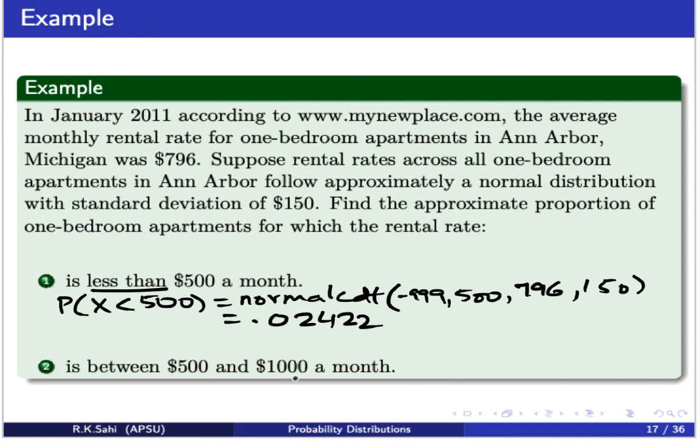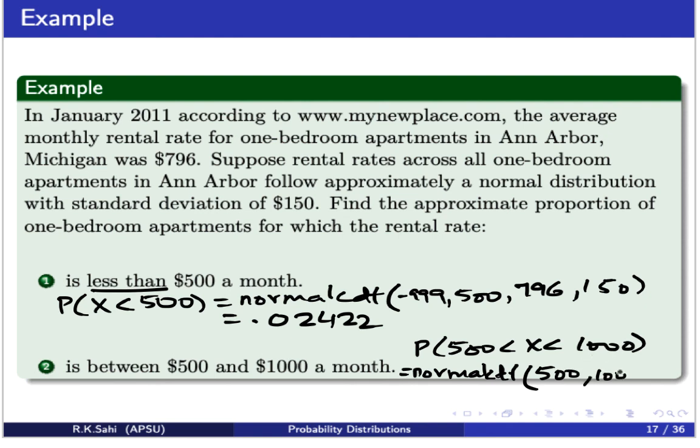Okay, the last question says, what is the approximate proportion of one-bedroom apartments for which the rental rate is between 500 and 1,000 a month? So what is the formula? Probability 500 less than X less than 1,000. Once again, what are we going to write it as? Normal CDF. Now remember, the lower limit is 500, the upper is 1,000, and then we just basically copy the mean and the standard deviation. 796, 150, and we go to our calculators to get the answer.